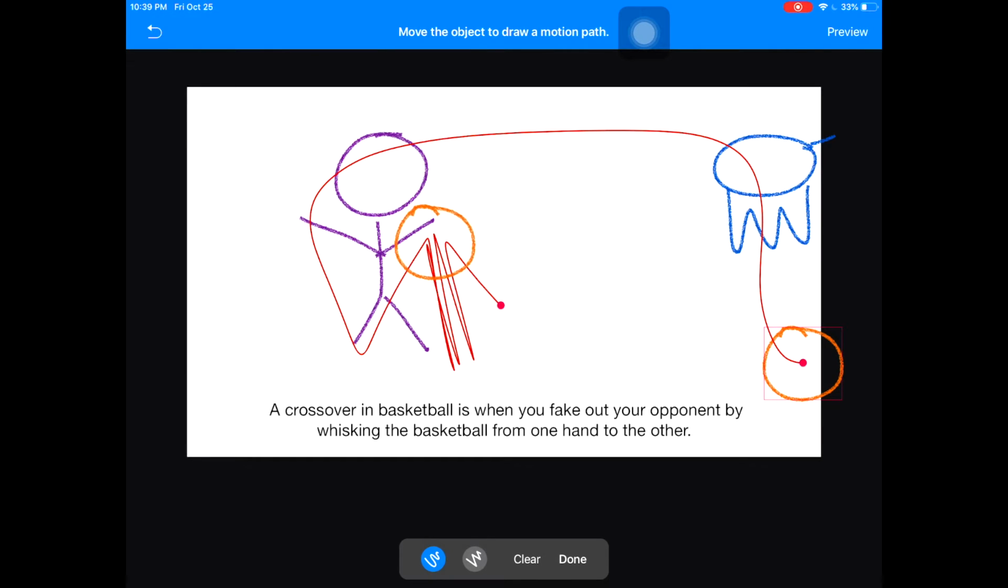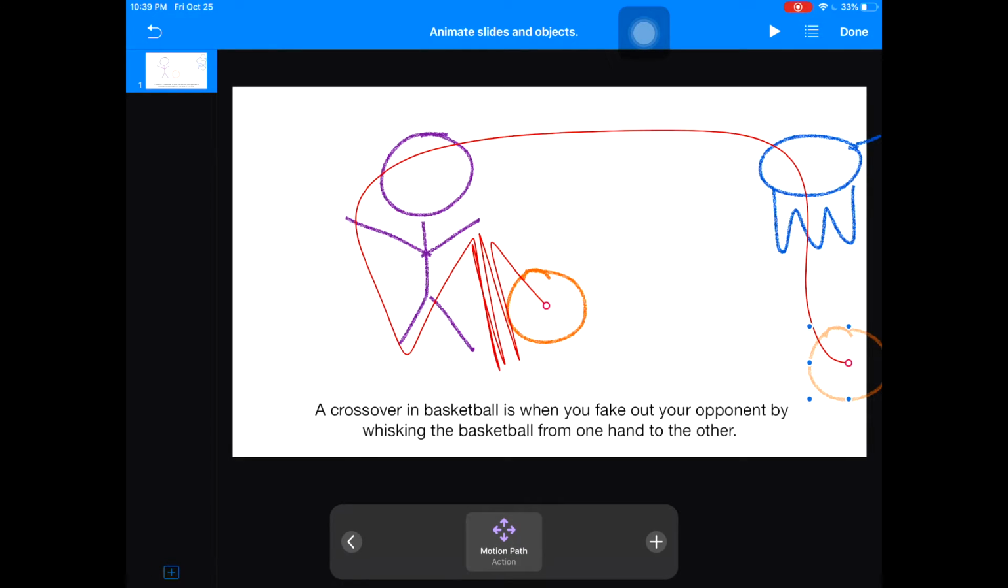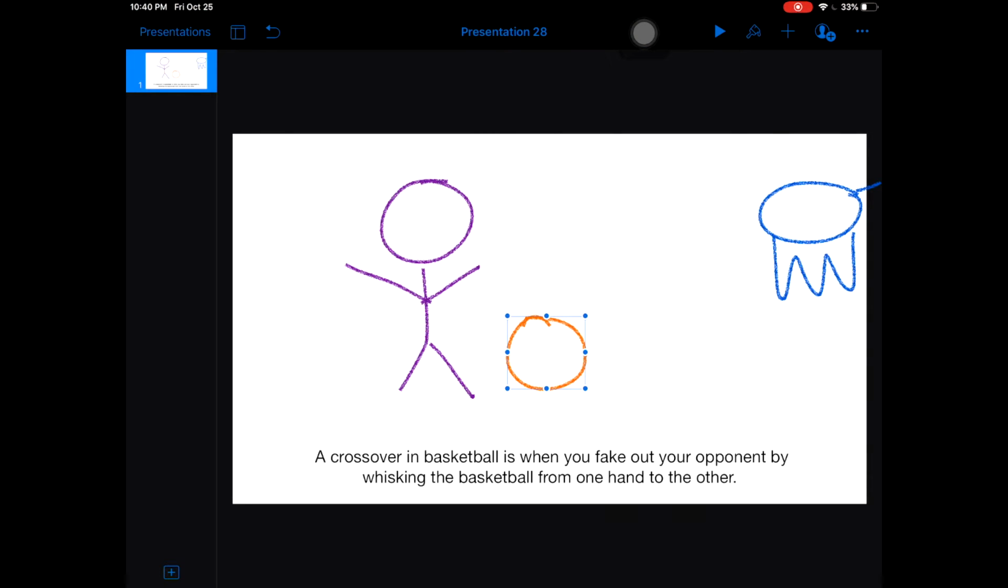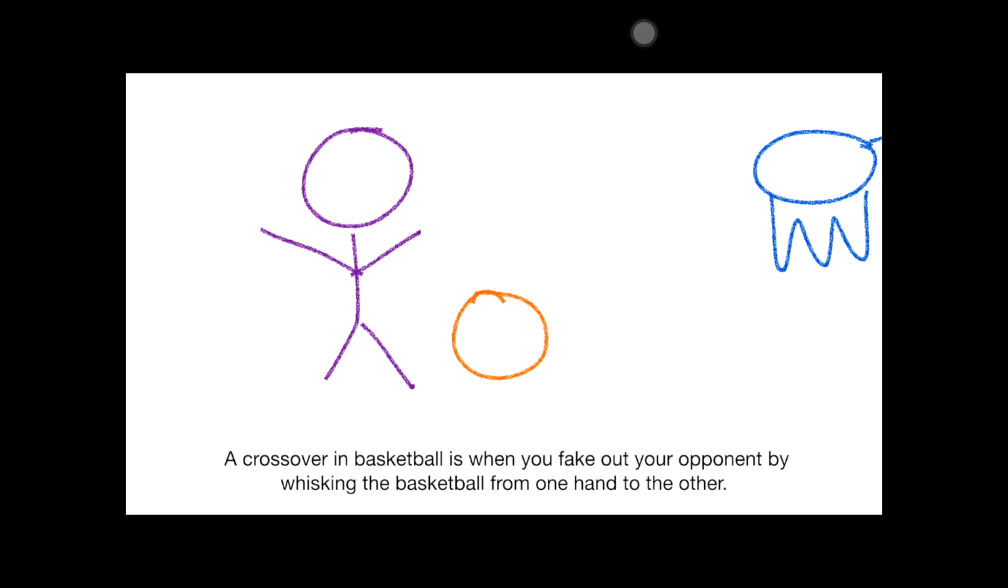You can see the red line shows you exactly where your object is going to go, and you can choose to preview that. I think I like the way it looks, so I'm going to go with done, and I'm going to press done a second time. So now, if you were going to keep this in Keynote, you would press the triangle and move into play, tap your screen once, and you could see how you had animated Keynote to make your project come alive.